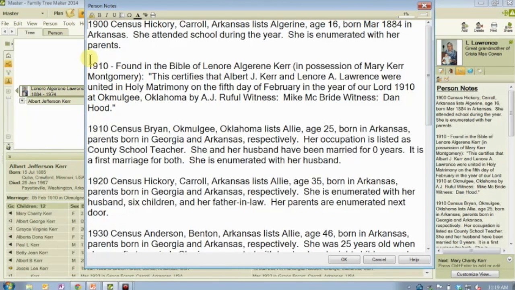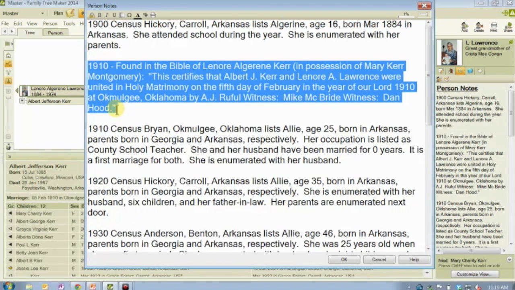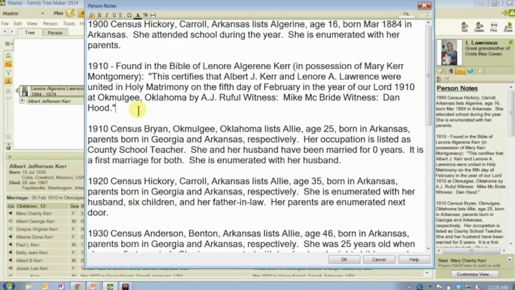I also have included here, we have a family Bible. She had a family Bible. She's a very, very religious woman. And she had a family Bible that is now in the possession of her granddaughter. And I copied this information directly out of the family Bible, what she had written in her own hand about her marriage to my great-grandfather. So here we have names and dates and places, okay?